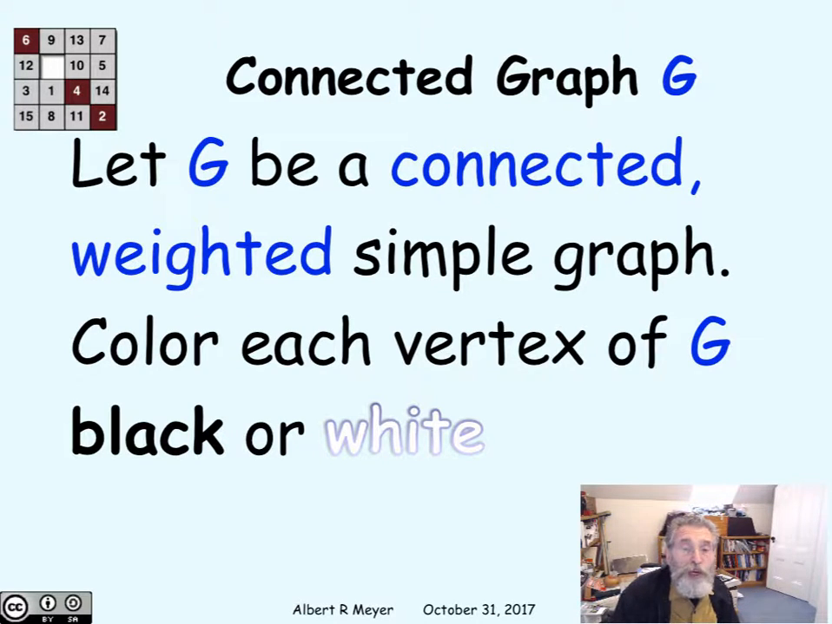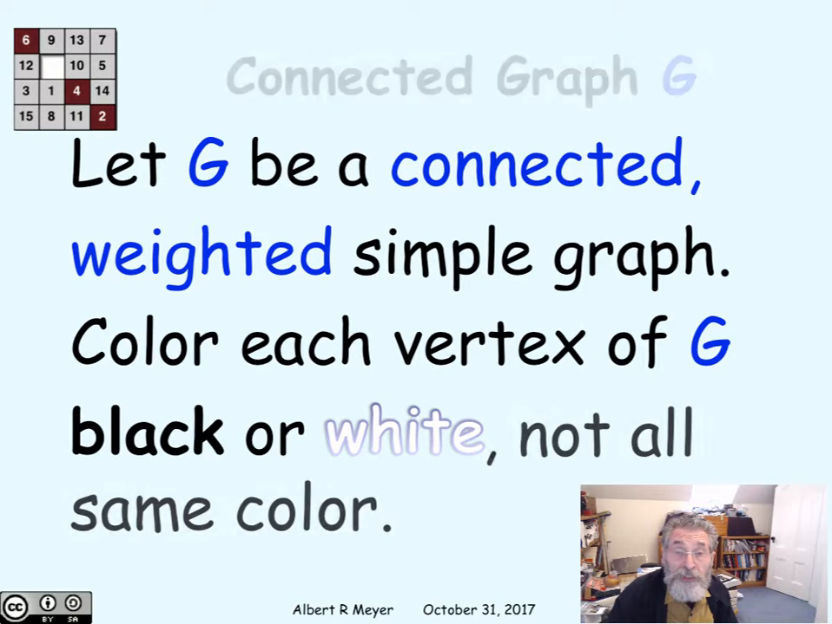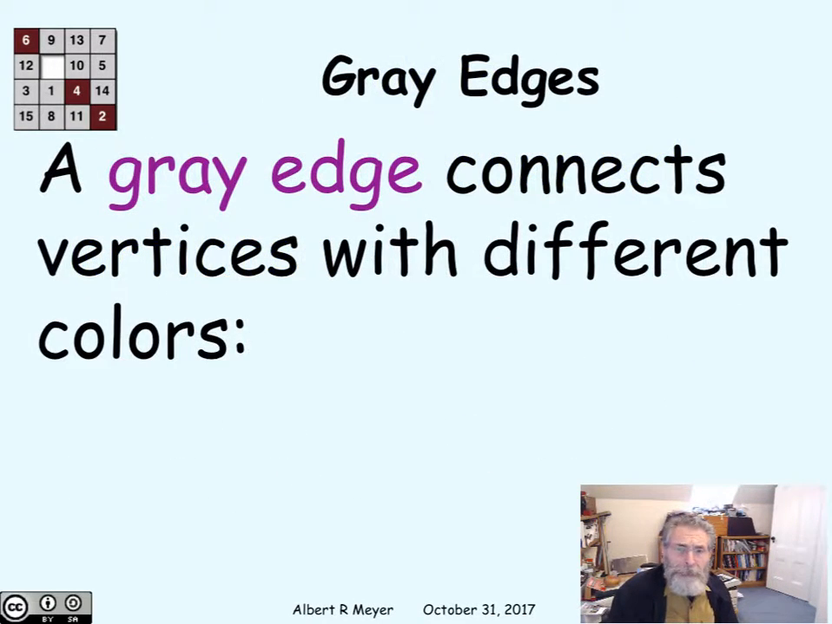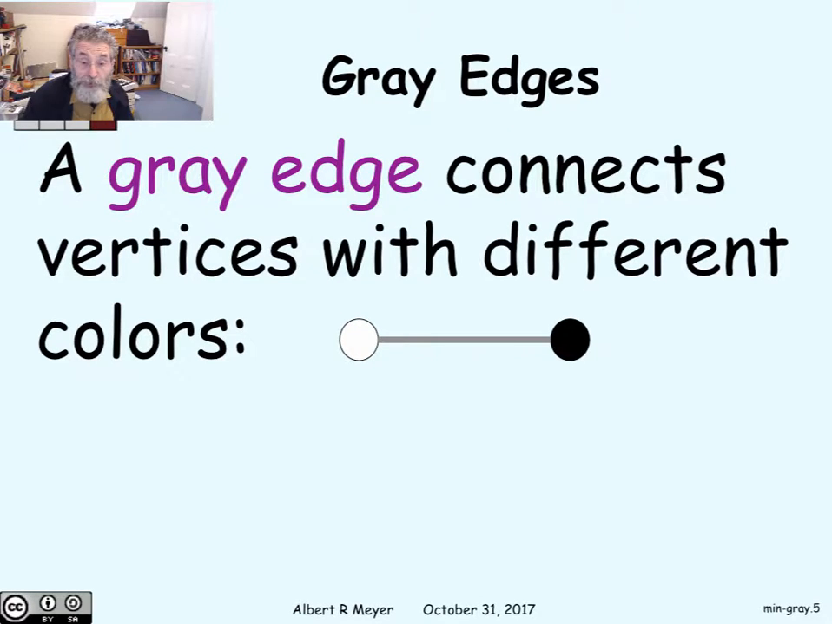And as before, we're going to color each vertex of G black or white. Now, there's no context in which you have constraints on how you do the coloring. So all we have is a bunch of vertices in a connected graph, and I'm going to assign black and white colors to them arbitrarily, to every vertex. The only constraint is that I have to have at least one vertex of each color. That's all. And in the context of such a coloring, a gray edge is going to be defined as before to be an edge with different colored endpoints, a black endpoint and a white endpoint.